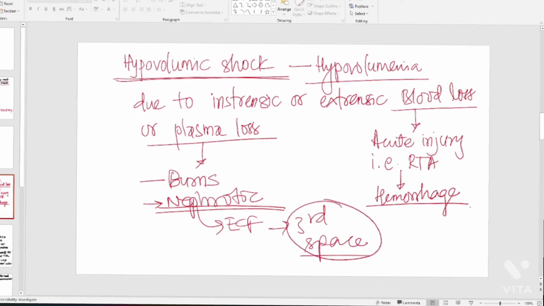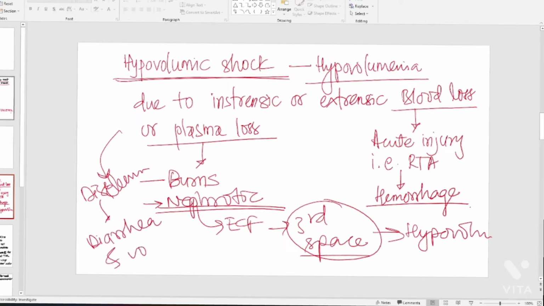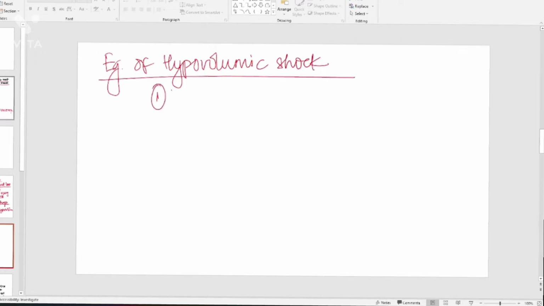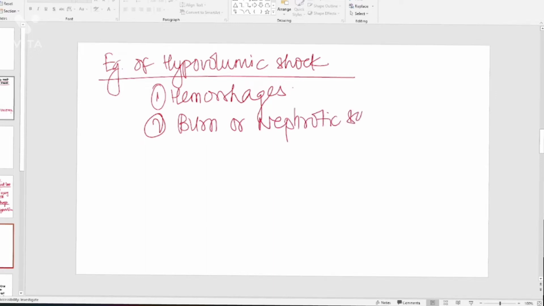The third one is dyselectrolytemia, that is diarrhea and vomiting. So here you can say the examples of hypovolemic shock. First one is hemorrhage. Second one is burn or nephrotic syndrome. Third one is dyselectrolytemia, means vomiting and diarrhea.